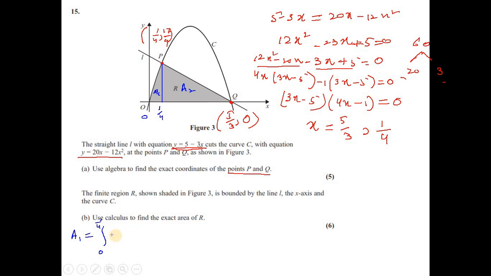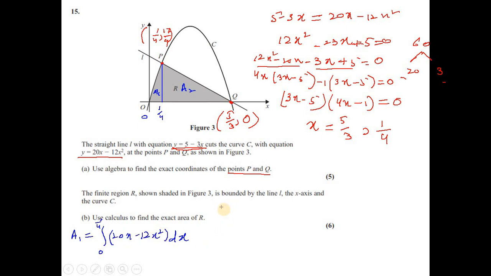And the equation of the curve is 20x minus 12x squared dx. You need to integrate this simple equation between 0 to 1 by 4, and you need to apply the limit. Then you have the area under the curve between 0 to 1 by 4.